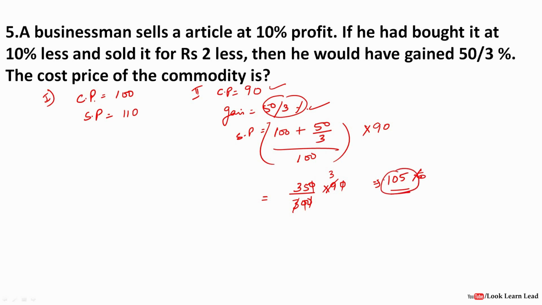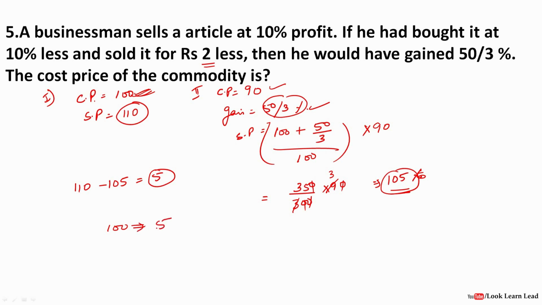Now, what is the difference between both the selling prices? The initial selling price is 110 and the final selling price is 105. So the difference between the two selling prices is 5. But actually the difference should be 2. We guessed the cost price as 100, so if the cost price is 100, the difference between the selling prices is 5.